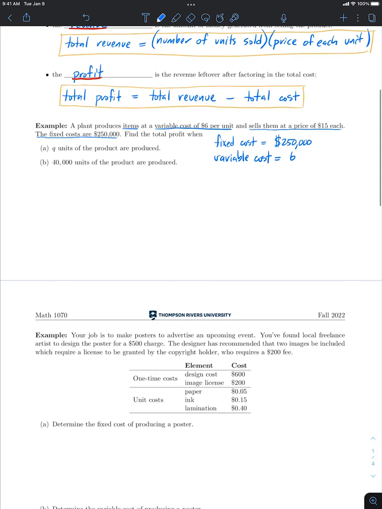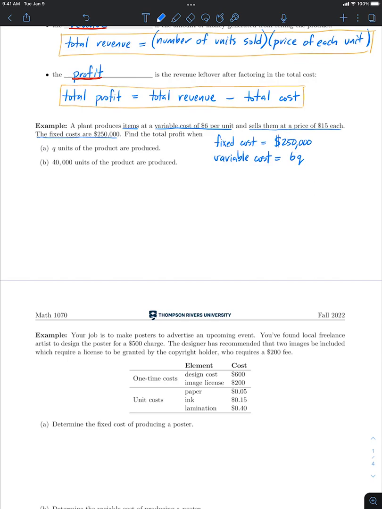So since we don't know how many we're selling, we'll just write the letter Q. Because remember, Q represents the number of units of the product that are produced and sold. So that's what we'll do. We'll just use Q to represent that value. Okay, so that's our variable cost.